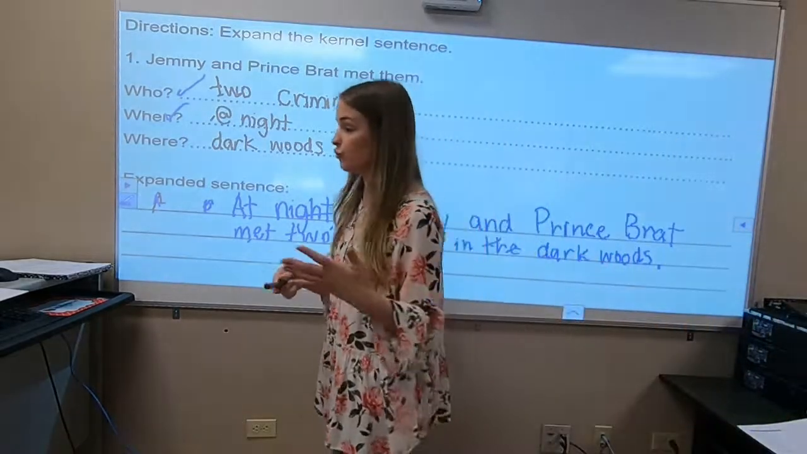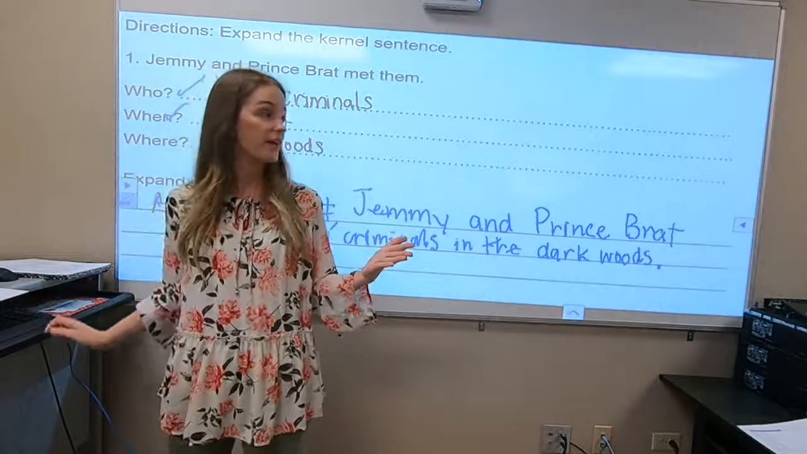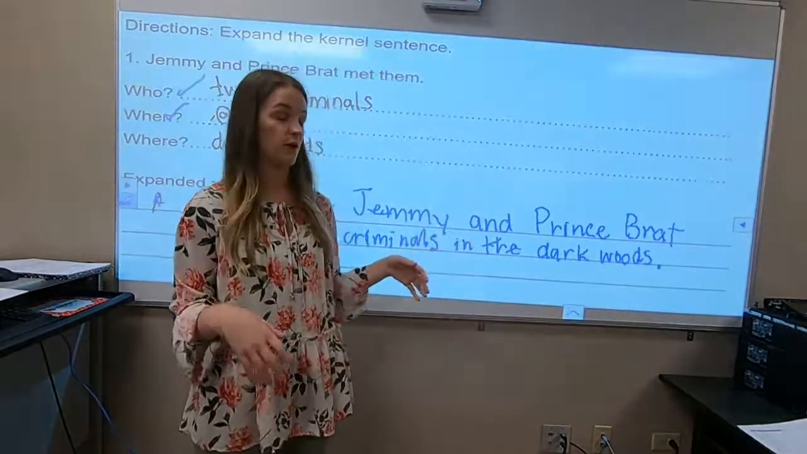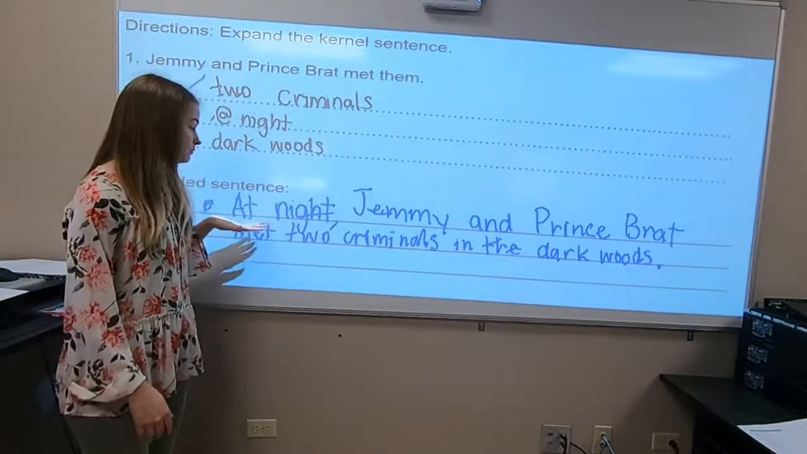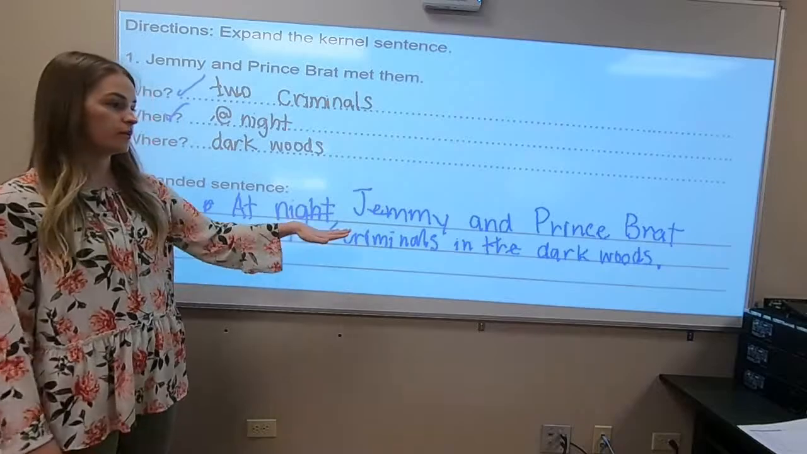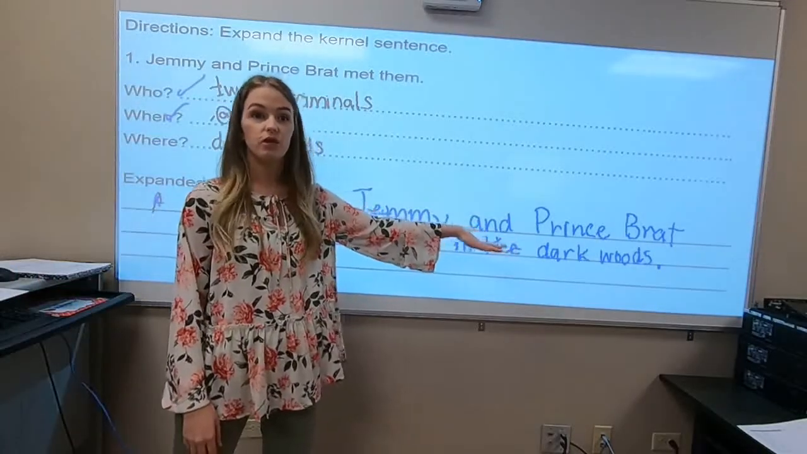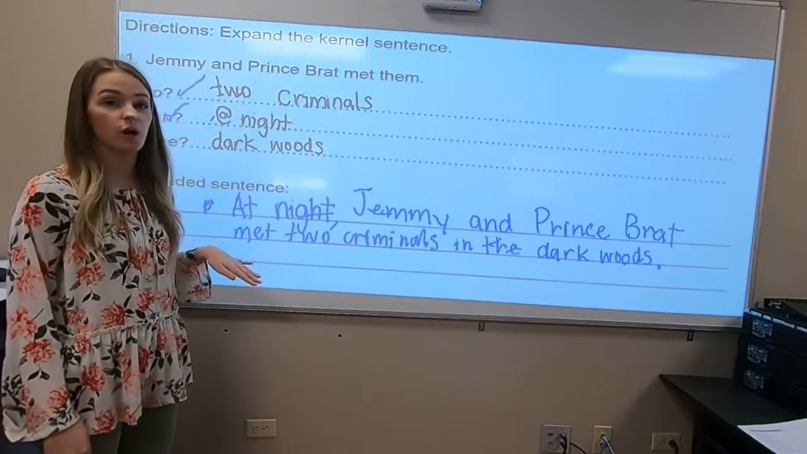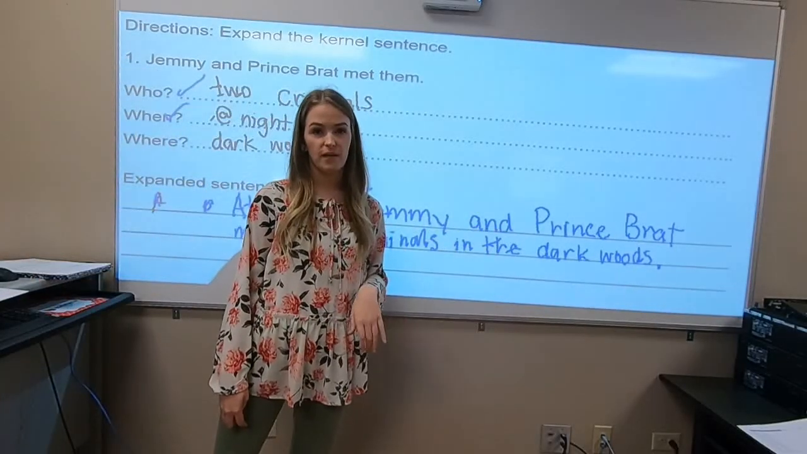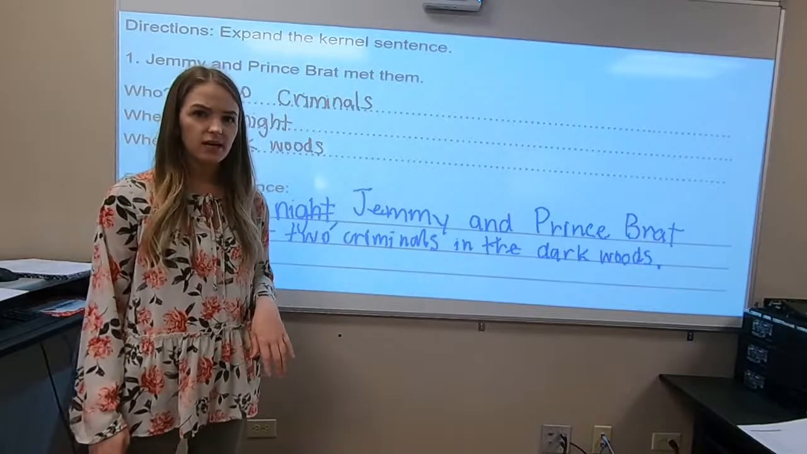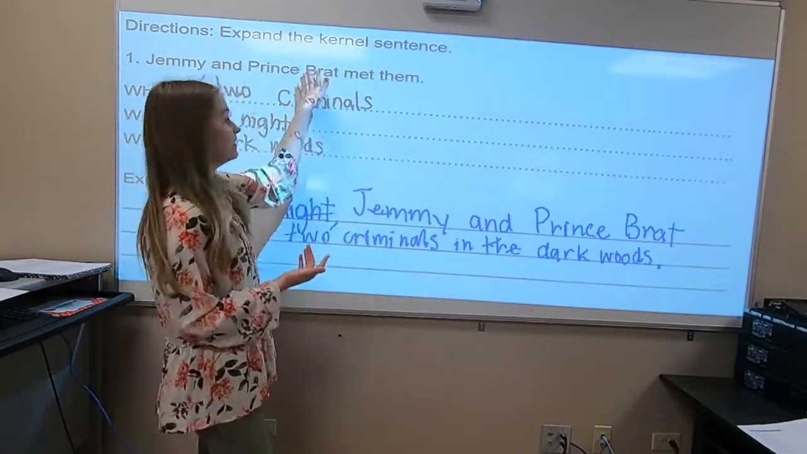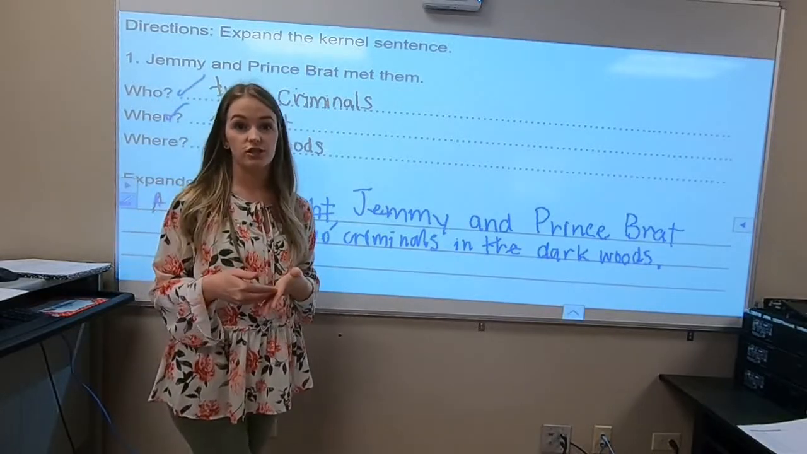Now before we finish, we want to read this one more time to make sure we didn't leave out any words and we have correct capitalization and punctuation. So let's read it together. At night, Jimmy and Prince Brad met two criminals in the dark woods. So we described who those men were, when they met the men, and where they met the men. And I think when we add those details, it definitely makes it seem a little scarier than this sentence, just like our chapter today did.